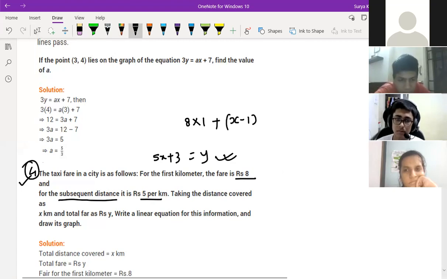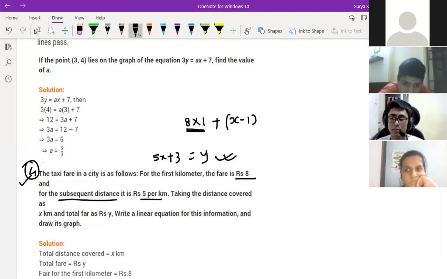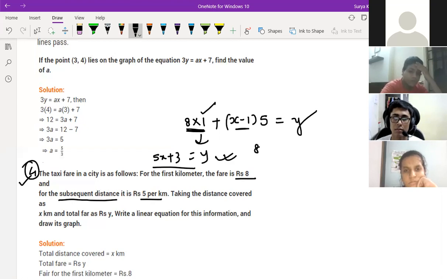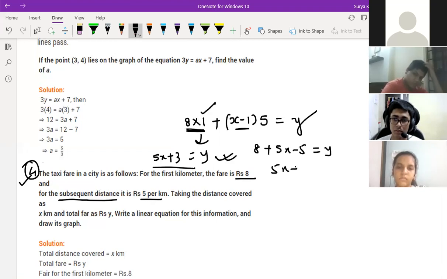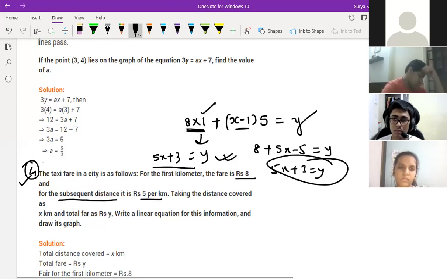See, I told in this method, the first kilometer we are moving with 8 kilometers, 8 into y road for the first kilometer. For the other kilometers, that is x minus 1. If already 1 kilometer you went, how much distance is still pending? X minus 1. Yes, sir. And how much price are you paying? 5 rupees is equal to y. If you solve, you'll get the same thing I told. See, 8 into 1 is 8 plus 5x minus 5 is equal to y. So you'll get 5x plus 3 is equal to y. Same thing you get. Understood, children, how we are getting or not?